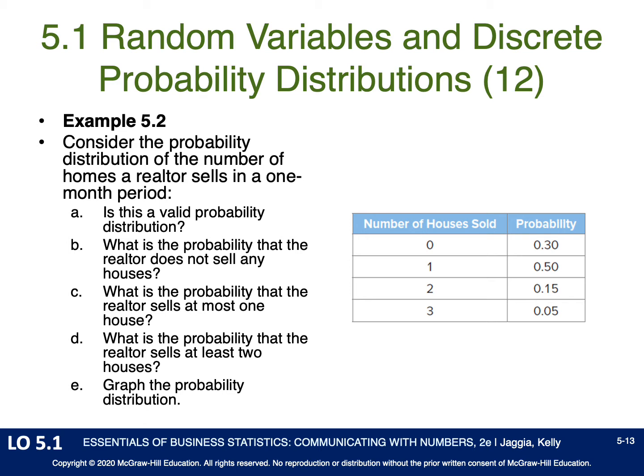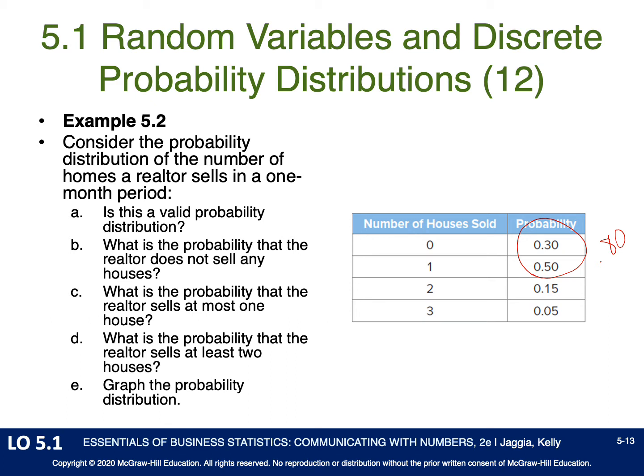Okay. So what is the probability that a realtor will not sell any houses? Well, we're given that it's 0.3 or 30% if you prefer to convert it to a percent. What is the probability that the realtor will sell at most 1 house? So that means what is the probability that we're going to sell 0 houses or 1 house? So to answer C, we could just simply add up the probability of 0 and the probability of 1, and we would get 0.8. So there's an 80% probability that the realtor will sell 1 house at most.